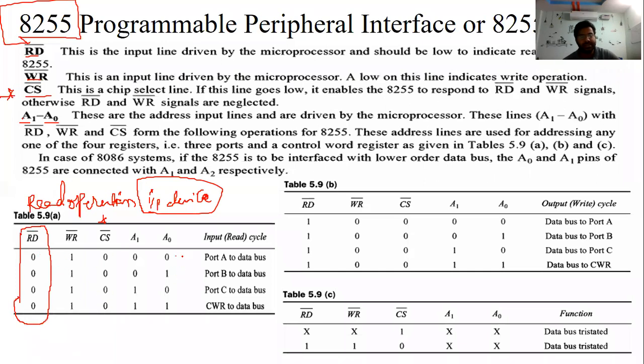Now see this: port A to data bus, port B, and so on. You can easily remember this: 0 0, 0 1, 1 0, 1 1. And the last one is the CWR to data bus, CWR meaning control word register. Similarly, the write operation.